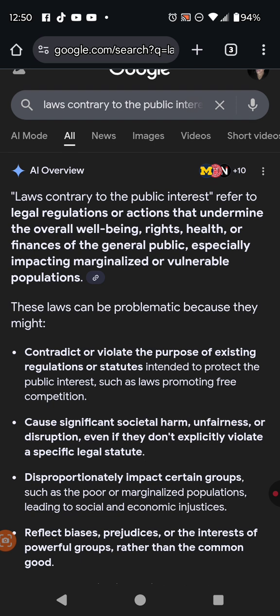Okay, but look it up. Laws contrary to the public interest. All right. And when it comes to your politicians, cross-reference that with the public trust doctrine, as well as the basic obligations of public service. Okay? And you'll find none of that's happening.